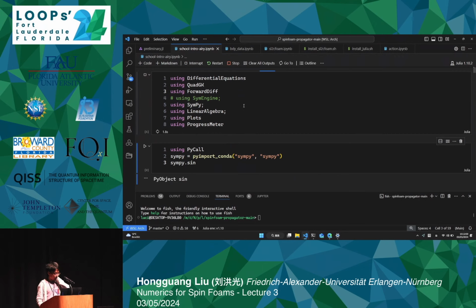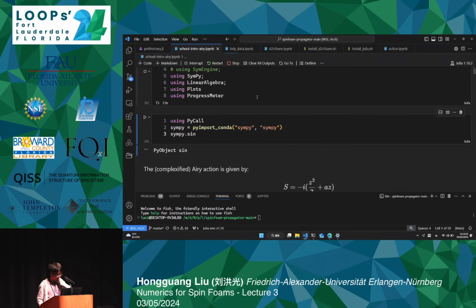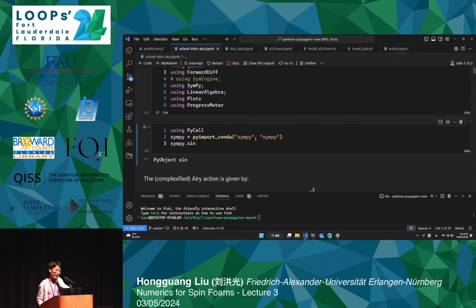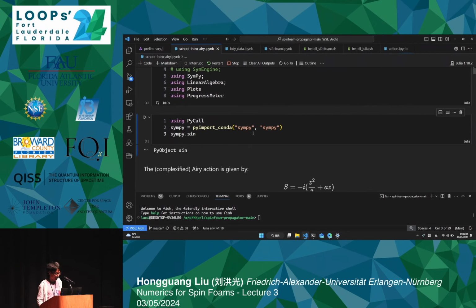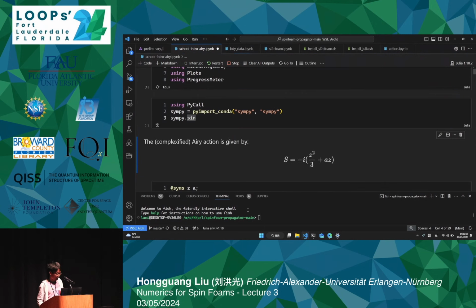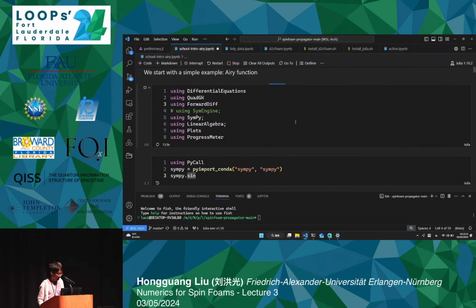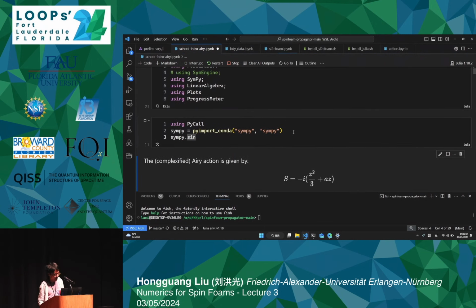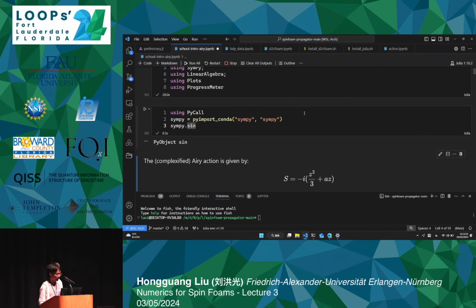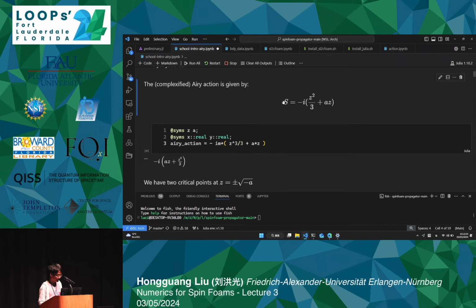Let's check if I have everything available here. Again, I use SymPy to have some symbolic operations. Julia can call Python, Julia can call C, Python can call Julia, Python can call C, so you can call this in different languages, no problem. Okay. Now let me tell you something about the Airy function.